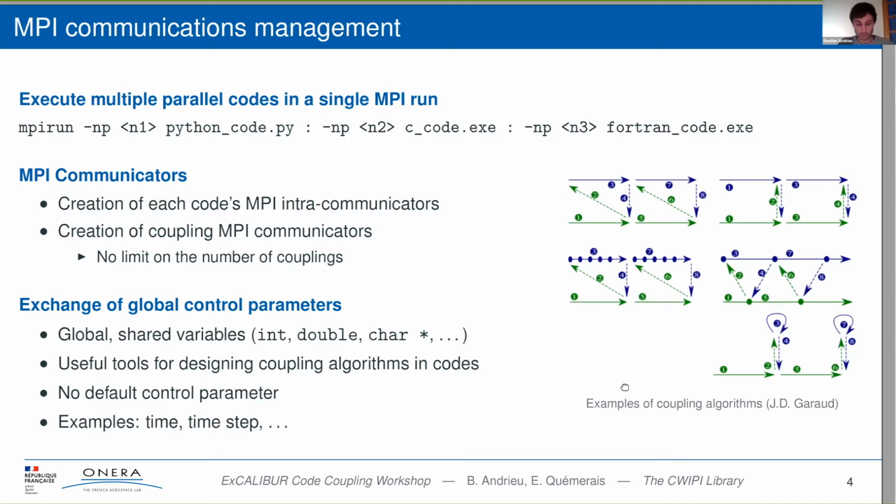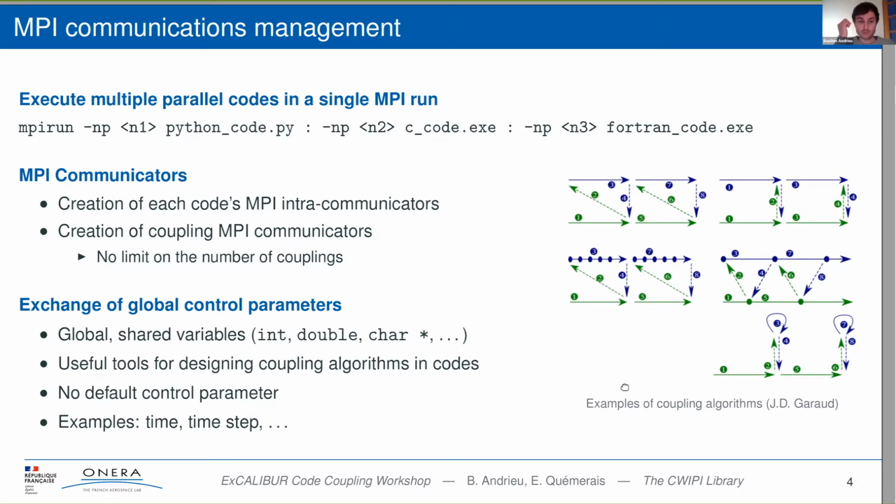At initialization, CWIPI creates an internal communicator for each of the coupled codes. And then for each coupling defined by the user, CWIPI creates an intercommunicator between the processes of the coupled codes. This is quite similar to what has been presented earlier by Yvon. So the goal is that from the user's point of view, the inter-application communications are completely transparent, even if the applications are themselves parallel.